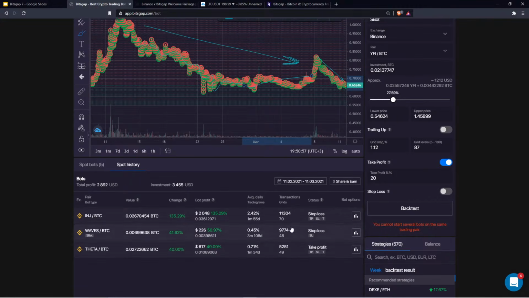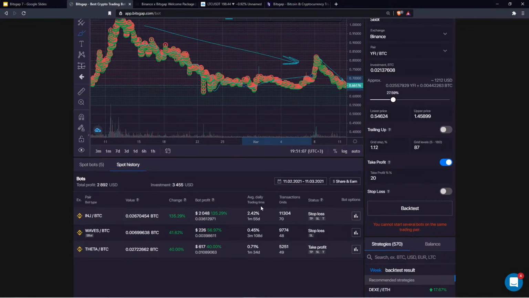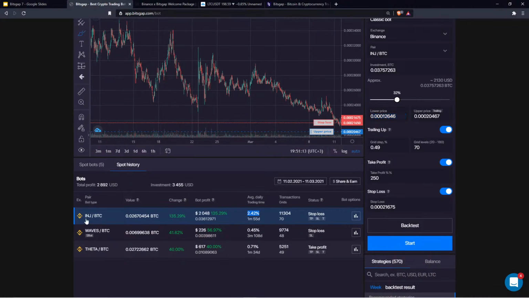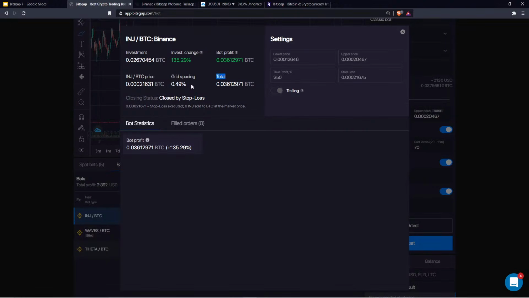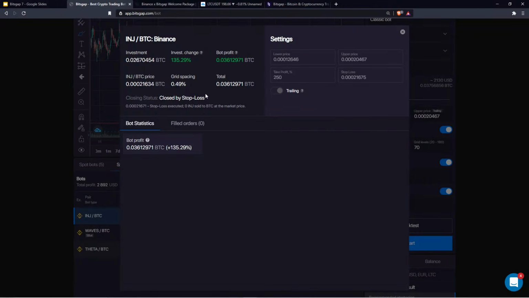So these are all my closed trades. And as I close these bots, I can always come back to see what was the configuration that I used in this bot. What was the average daily? You see, this one has proven to be successful. So if I want to launch the bot once again on ING to Bitcoin, for sure I will go to spot history to see what was the configuration that I used, which has proven to be successful for me. You see, the grid spacing 0.49, the investment I allocated, and I can also see that I closed it by the stop loss, okay?